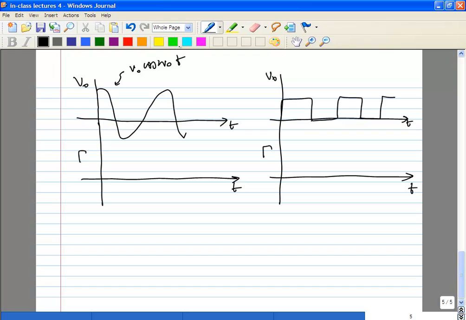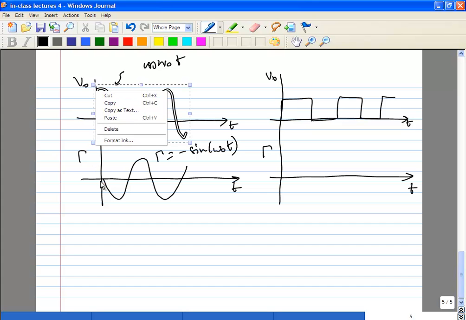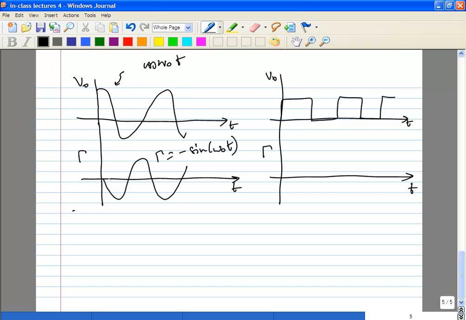Or let's just take cos omega naught. The amplitude, the proportionality factor doesn't matter. So if you do this, gamma happens to be minus sine omega naught t, which is as expected. At the peak, it is least sensitive. At the zero crossing, it's maximum, and so on.